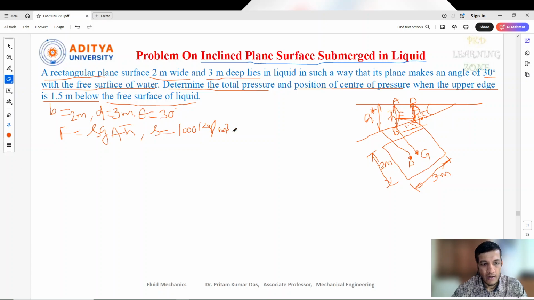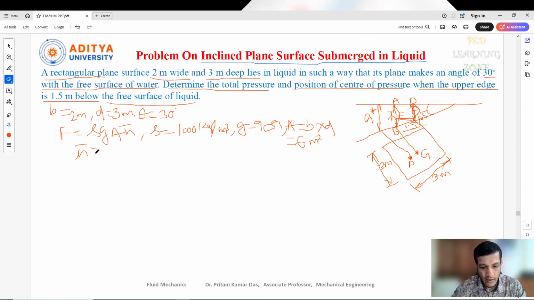Similarly, g is the acceleration due to gravity, a universal value of 9.81. And the area we can write as b into d, the width into depth, that is 2 into 3, which is 6 meters square. Now the only thing we need to identify here is h bar.